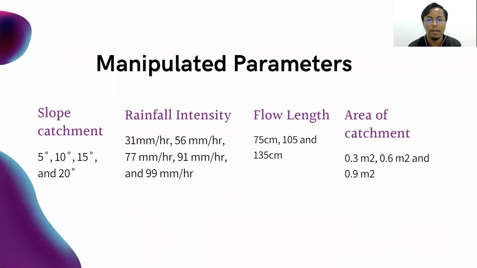So these are the parameters that I chose for this study. The first one is the catchment slope. We change the slope from 5 to 15 to 10 to 20, and then we have the rainfall intensity. We have 31, 15, 6, 77, 91, and 99. For the flow length, we change it to 75 centimeters, 105, and also 135. And the last one is the area of catchment. We set the catchment to be 0.3 square meter, 0.6, and 0.9.